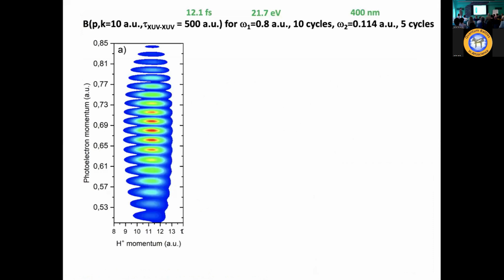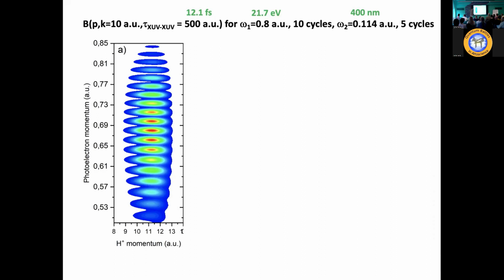Okay, so now let's look at this a little bit more closely. So here again, I show you one of these joint momentum distributions. In this particular case, for a delay between the XUV pulses of 500 atomic units and a relatively long IR delay, I forget what it was. Qualitatively, we see a few things here that make sense. On the one hand, we see a fringe structure along the photoelectron momentum direction. That is simply a reflection of the fact that we have a fringe structure in our XUV spectrum that simply gets imprinted on the photoelectron.